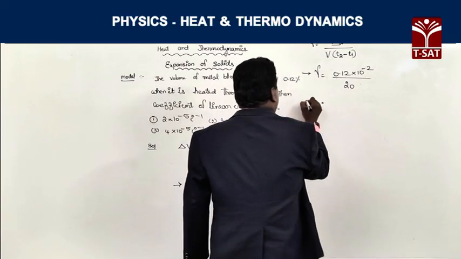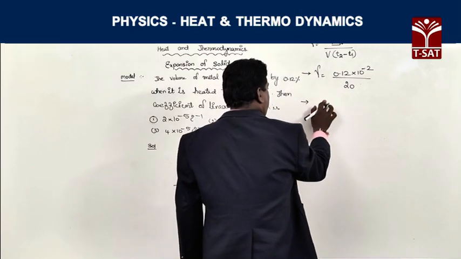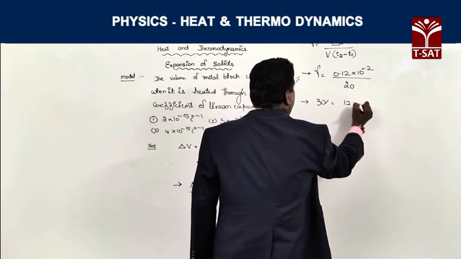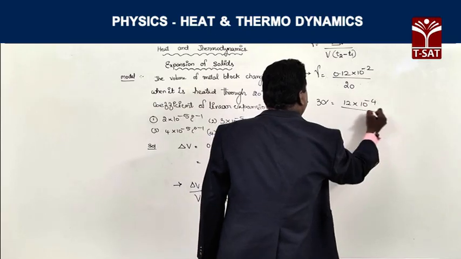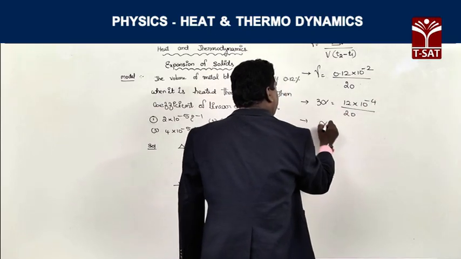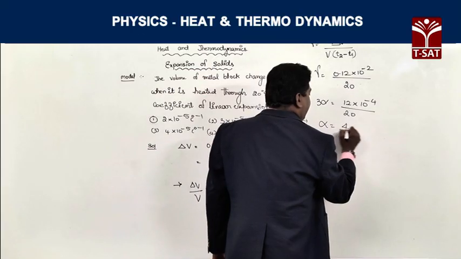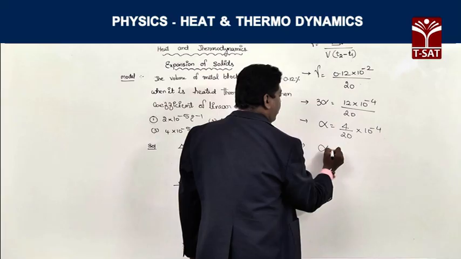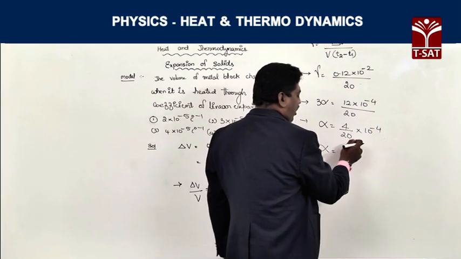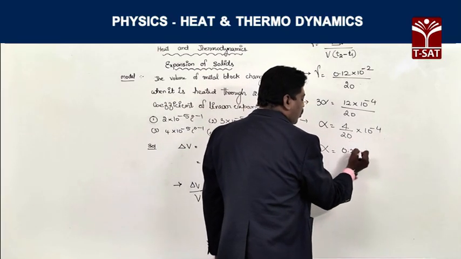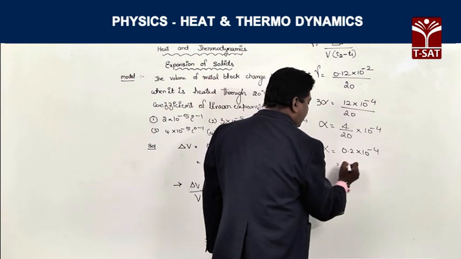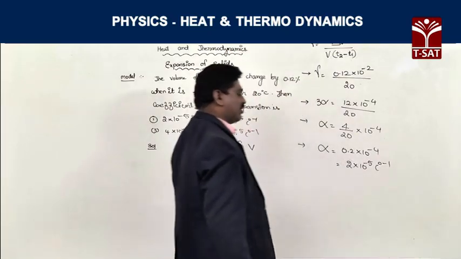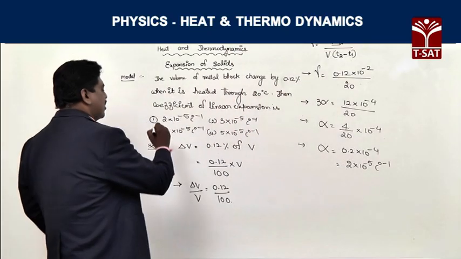And we have got gamma as 3 alpha. 3 alpha equals 12 into 10 to the power of minus 4 by 20. So, alpha equals 4 by 20 into 10 to the power of minus 4. Therefore, alpha is given as 1 by 5. 1 by 5 is 0.2. 0.2 into 10 to the power of minus 4, nothing but 2 into 10 to the power of minus 5 per degree Celsius. So, our option will be the first one.